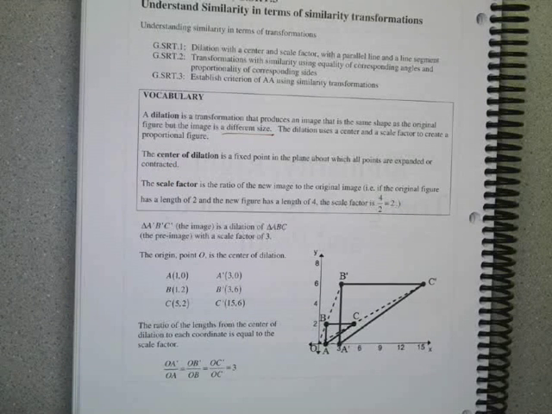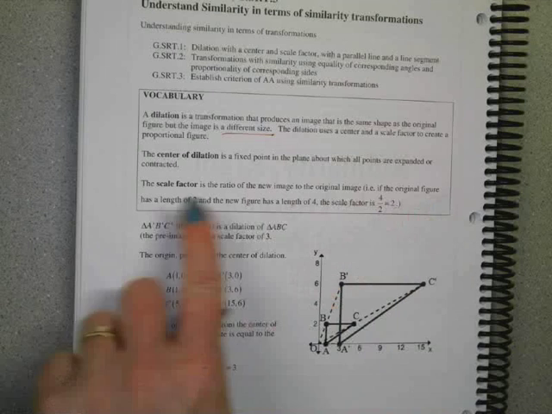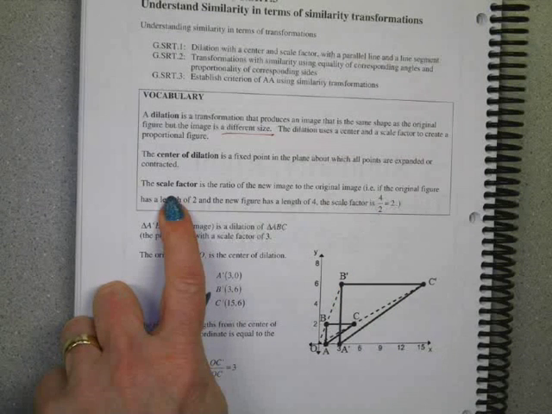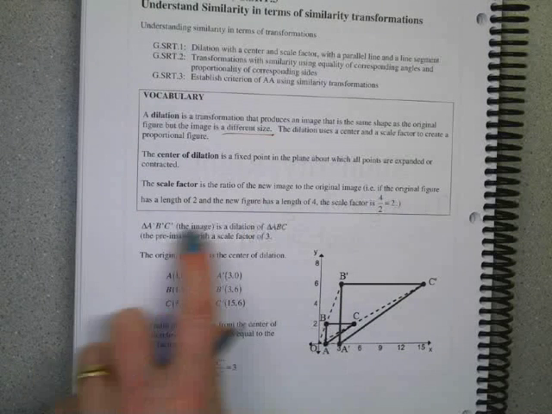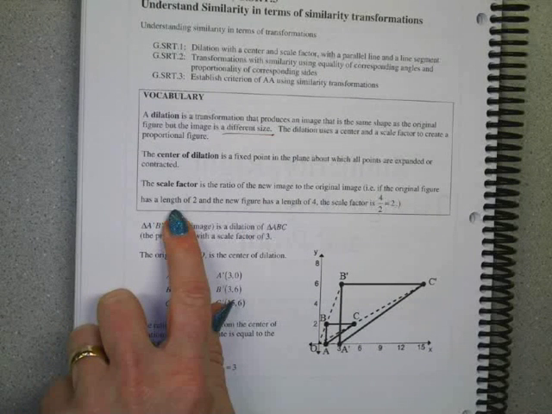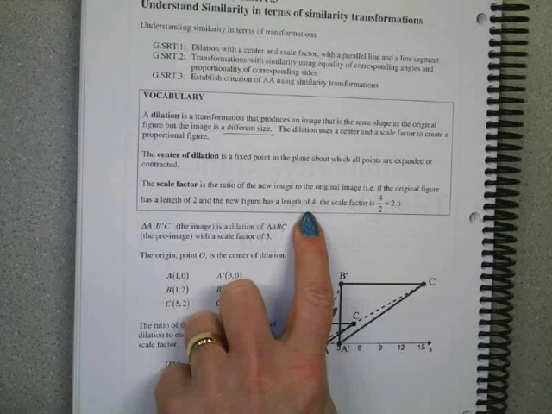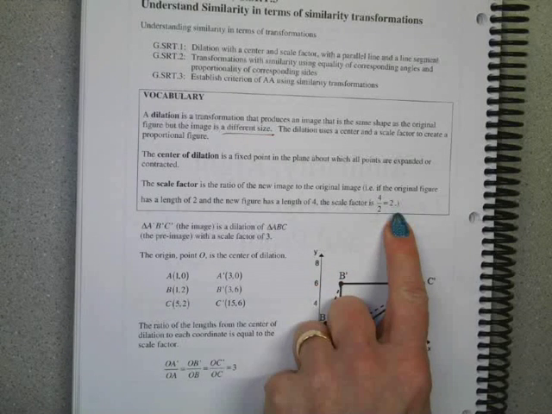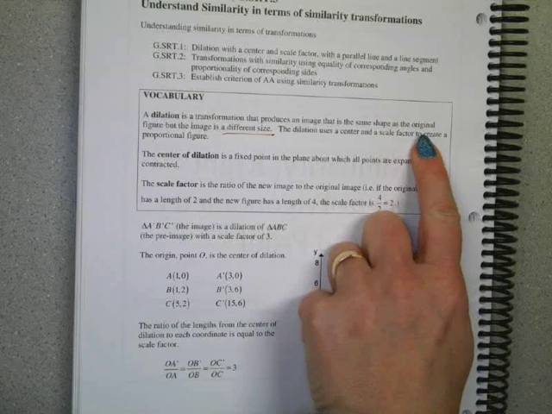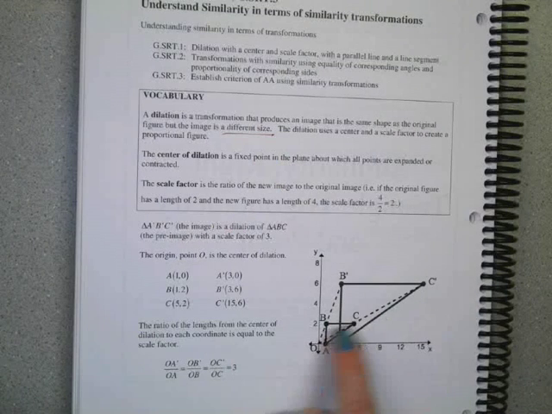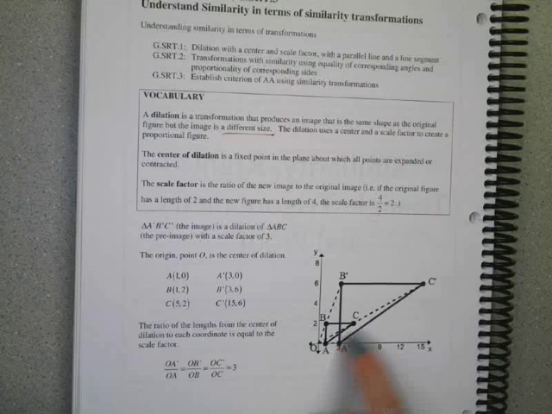What is the center of dilation? Well, the center of dilation is just a fixed point in the plane about which all the other points are expanded or contracted. And you decide how it's going to be expanded or contracted by the scale factor. The scale factor is the ratio of the new image to the original image. So for instance, if the original image had a length of 2 and the new figure had a length of 4, then its scale factor would be 4 over 2. In other words, it would double, or be 2 times its size. So again, it will still look like the same kind of shape, but it will be a different size. You can kind of see that idea right here when we go from B to B prime.